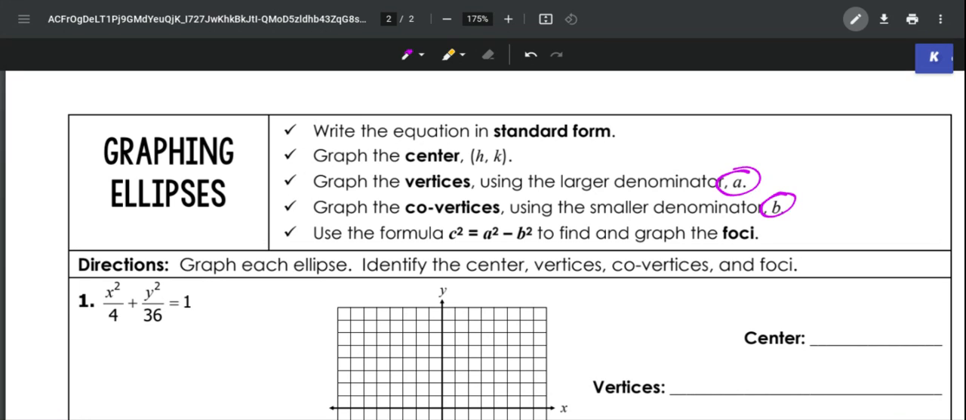And then we're going to use the formula for finding the foci as well, which is c squared is equal to a squared minus b squared. And that part's not too bad because we're going to use our calculator a little bit for that part.